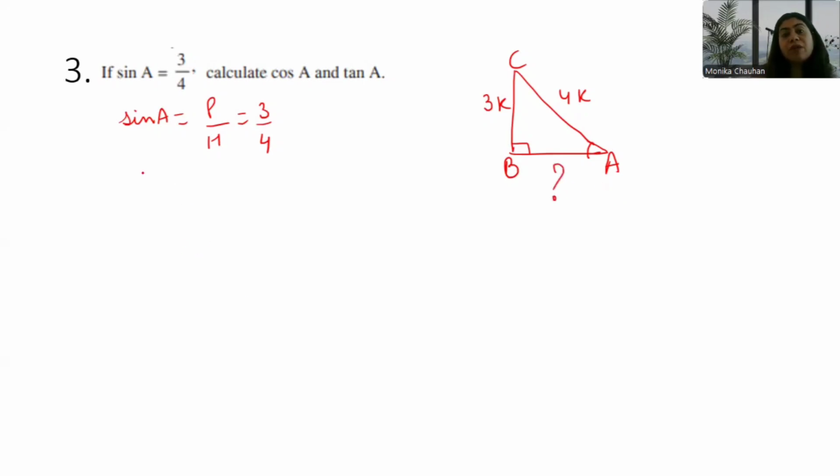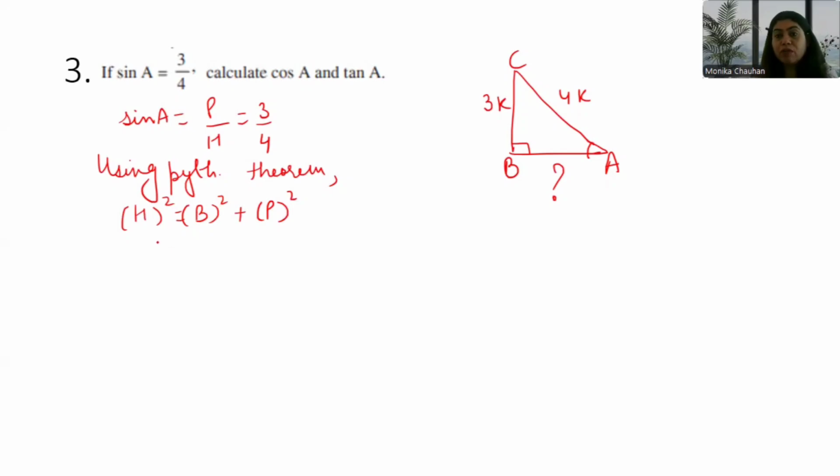How do you calculate that? By using Pythagoras theorem. Again, you have to use Pythagoras theorem. So using Pythagoras theorem, I'm writing in short now. Hypotenuse square is equal to base square plus perpendicular square. I hope you people have become very confident by far.